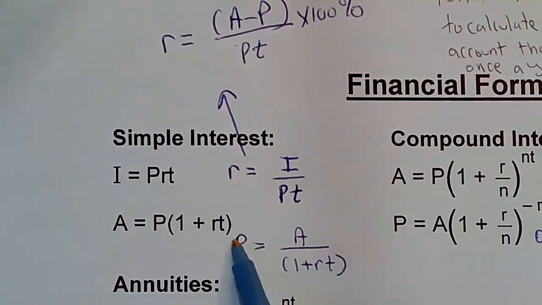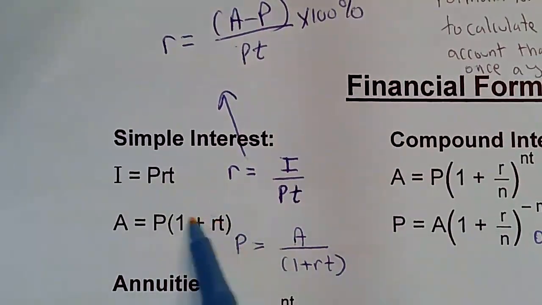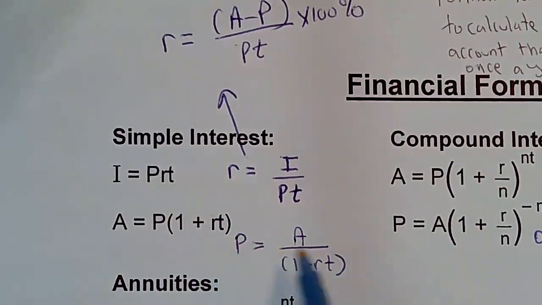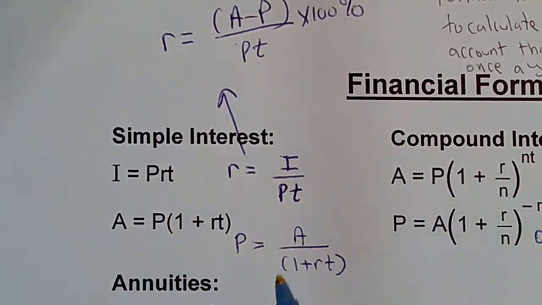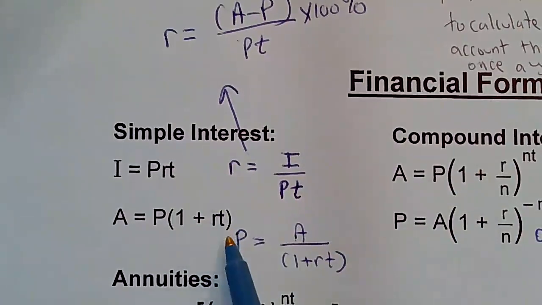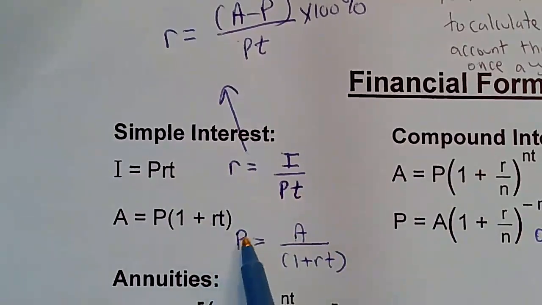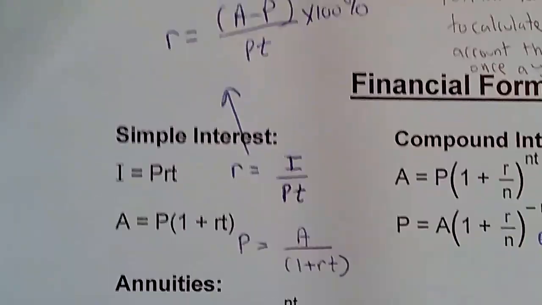The reason I'm using this simple interest formula, as opposed to the compound interest formula, is that there was no mention of the money being compounded. There's no mention of the money being compounded at any point. That's why I need to use the formula related to simple interest.